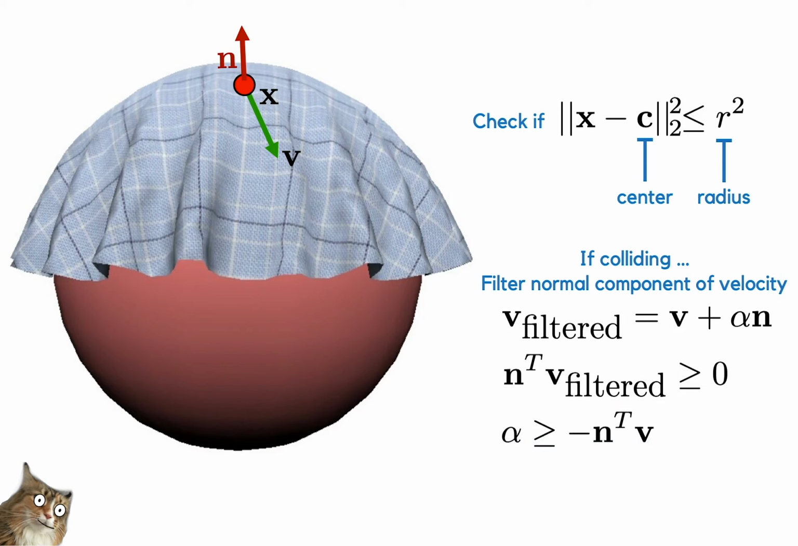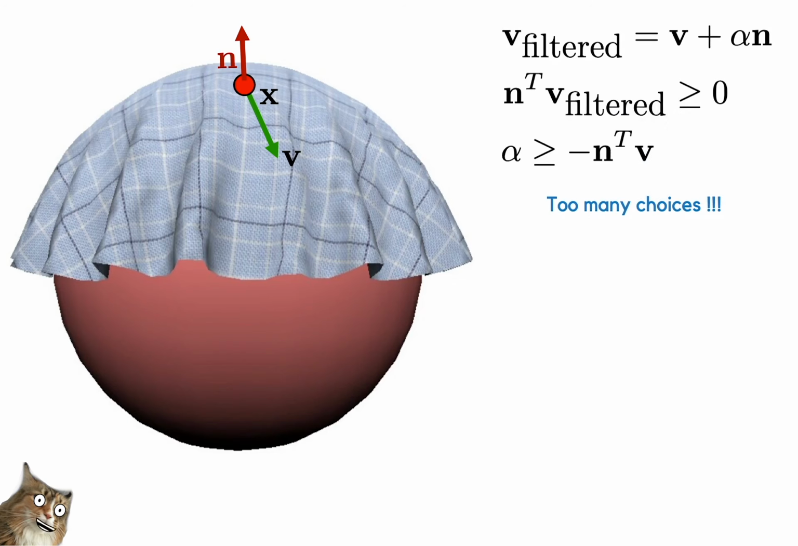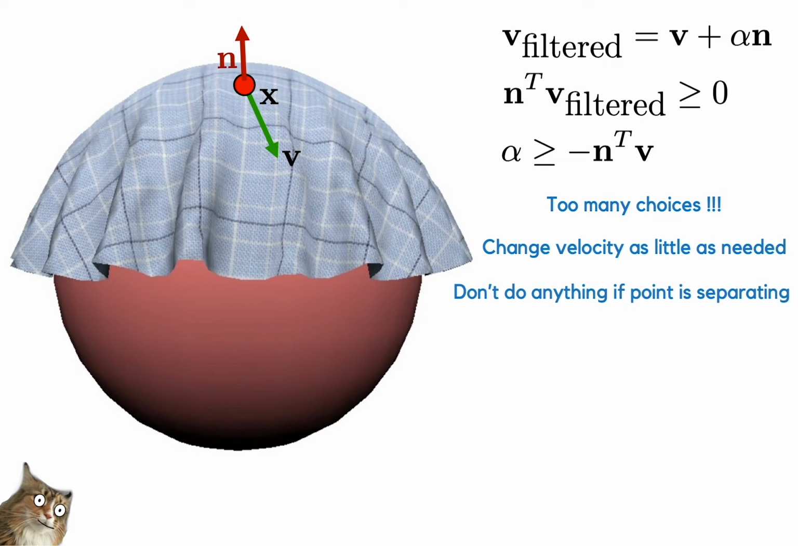Using these two equations, we can come up with a bound on alpha. However, there's a problem here. There's really a lot of alpha values that meet this criteria. So we need some additional information to narrow our choice down to a specific value. Let's introduce two common sense notions that will help us do this. First, let's aim to change the velocity of the vertex as little as possible. Second, if the vertex velocity is already taking the vertex away from the sphere, we shouldn't interfere with that. We should do nothing.